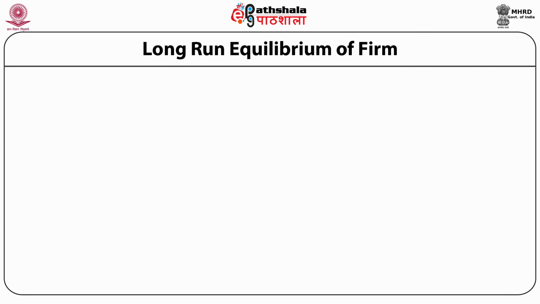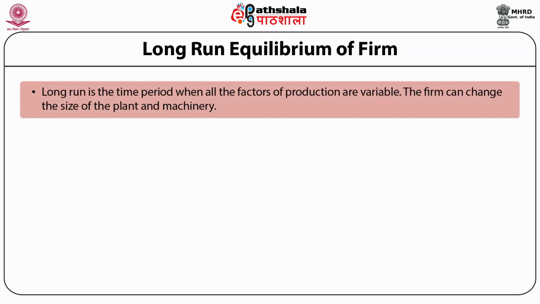Long run equilibrium of firm. Long run is the time period when all the factors of production are variable. The firm can change the size of the plant and machinery.